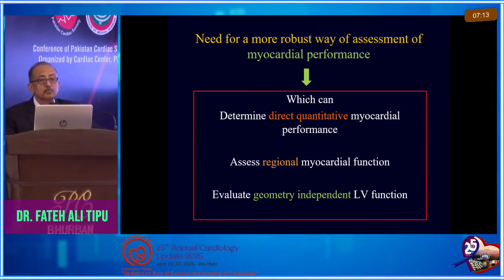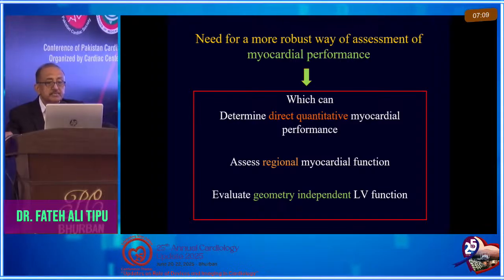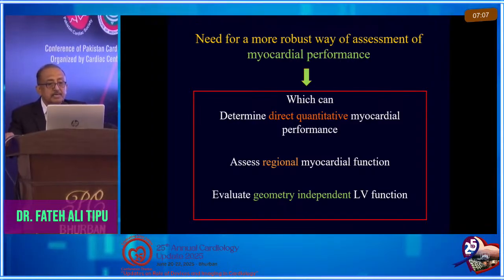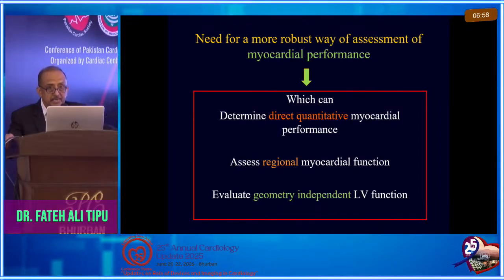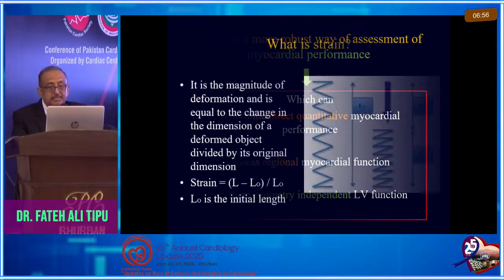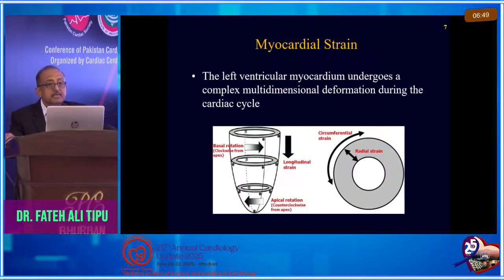So there was a need for a more robust way of assessing myocardial performance, which can determine direct quantitative myocardial performance, also assess regional myocardial function, and evaluate geometry independent LV function. And in fact, myocardial strain fulfills all these criteria. So what is strain? It is the magnitude of deformation. I'm not going into detail of that.